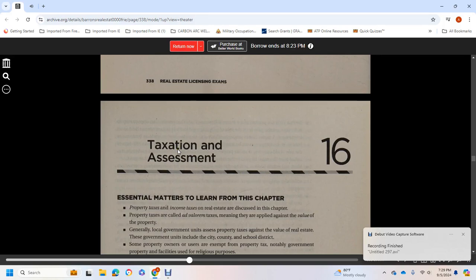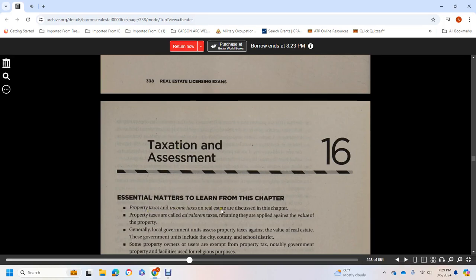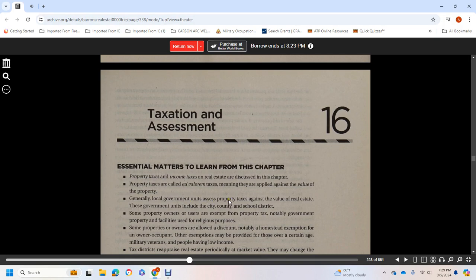Taxation and Assessment, Chapter 16. Essential matters of learning in this chapter: property tax, income tax, and real estate, discussed in this chapter. Property tax is called an ad valorem tax, meaning it is applied against the value of the property. General local government units assess the property tax against the value of the real estate. The governments usually include city, county, and school districts.